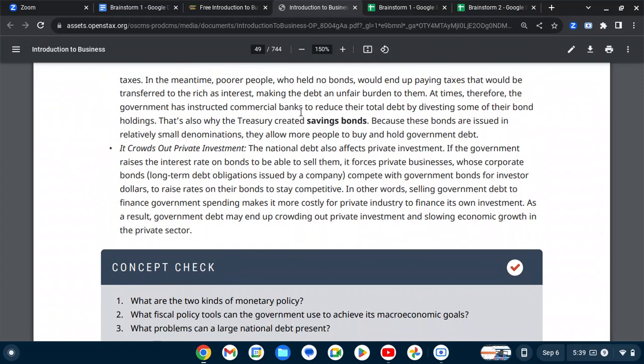The national debt also affects private investment. If the government raises the interest rate on bonds to be able to sell them, it forces private businesses whose corporate bonds compete with government bonds for investor dollars to raise rates on their bonds to stay competitive. In other words, selling government debt to finance government spending makes it more costly for private industry to finance its own investment. As a result, government debt may end up crowding out private investment and slowing economic growth in the private sector.